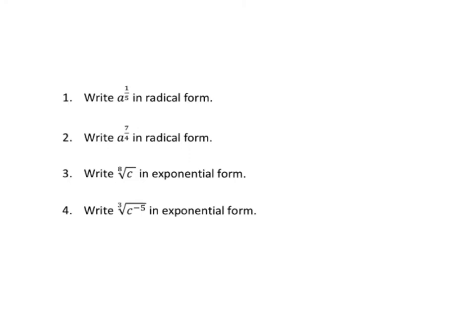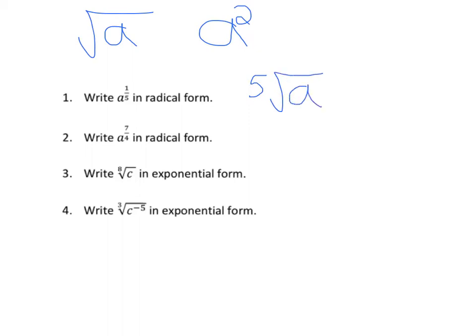These next 4 problems, we're going to go from radical form to exponential form. Radical form is whenever you have a number underneath some sort of radical, a square root, cube root, fourth root, anything like that. Exponential form is any variable or number raised to a power, so like a squared would be exponential form. In the following problem, write a to the 1/5 in radical form. We're simply going to write that as the 5th root of a.